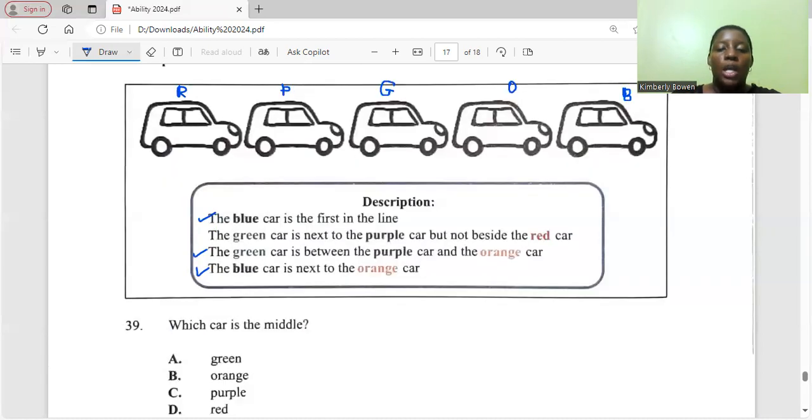So the car that's in the middle, the question asks, which car is in the middle? Let's look at the car in the middle. That's the green car.